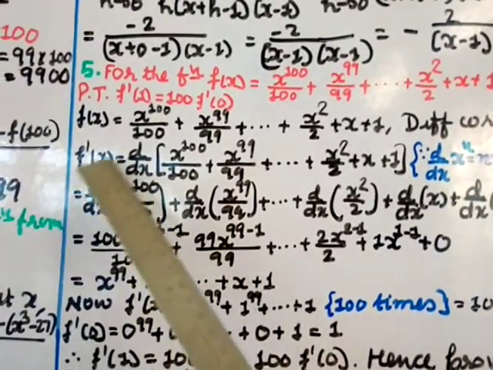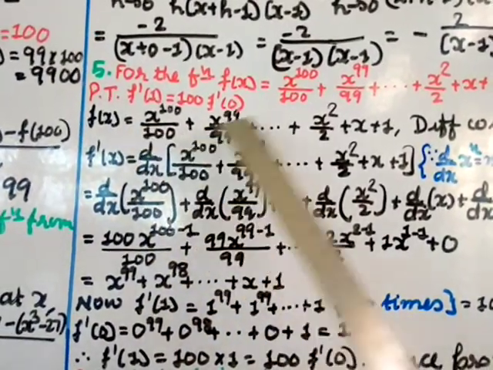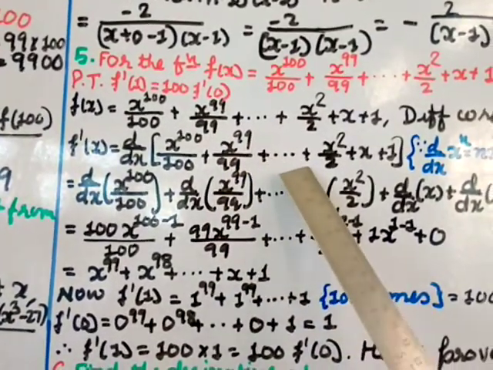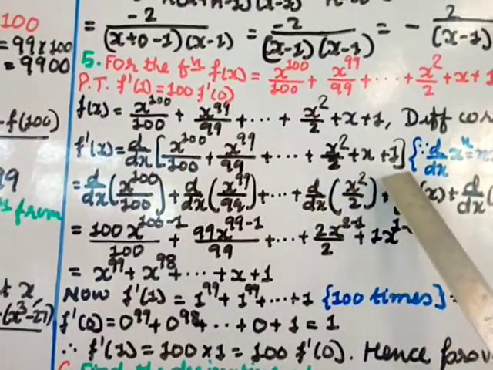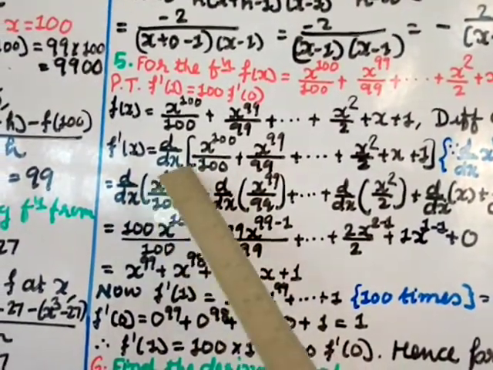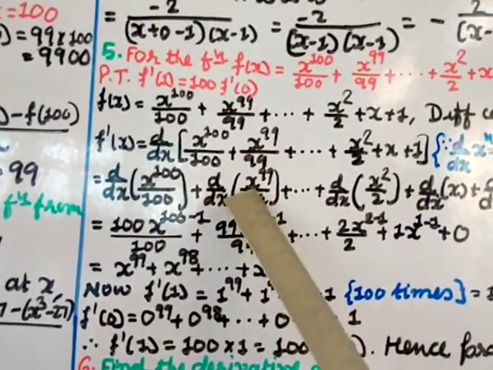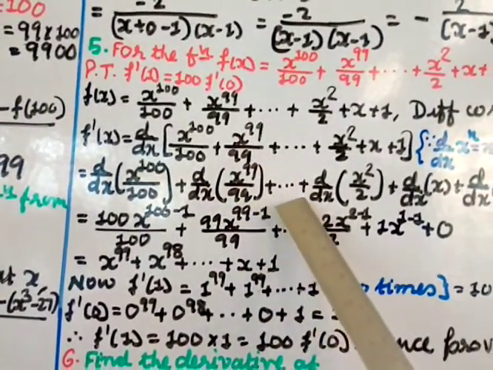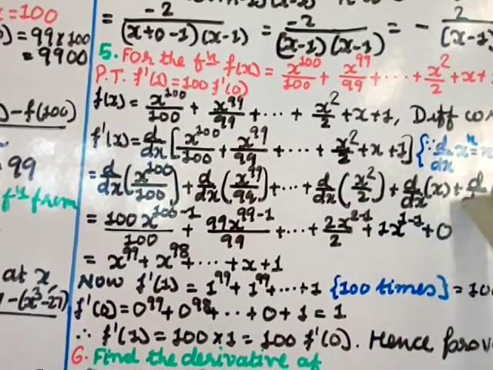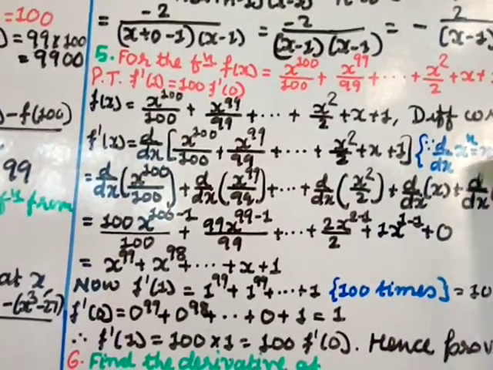So first write f dash x equal to d by dx of each function. So x power 100 by 100 plus x power 99 by 99 plus up to plus x square by 2 plus x plus 1. Give each term derivative. So d by dx of this one, x power 100 by 100 plus d by dx of x power 99 by 99 plus up to plus d by dx of x square by 2 plus d by dx of x plus d by dx of 1. This is constant, so this value is 0.